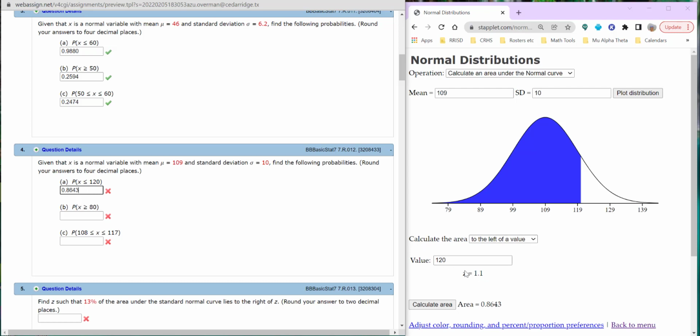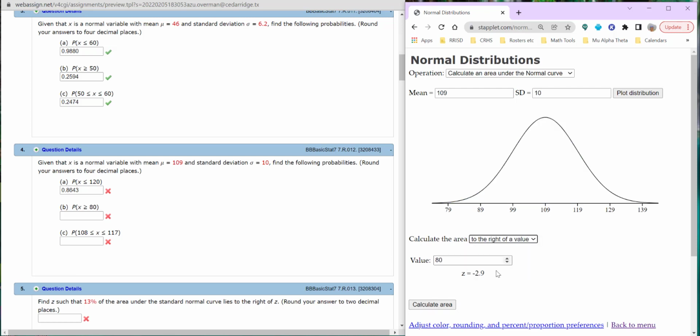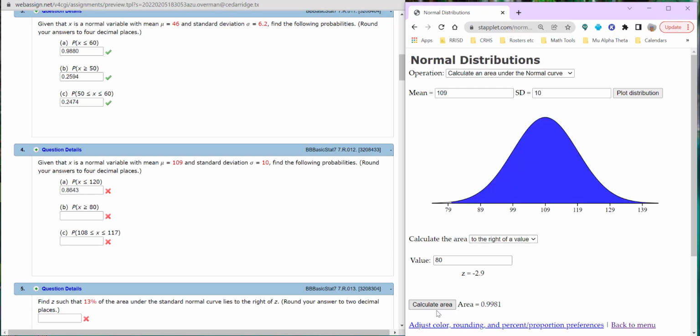All right, some of these z-scores you can actually have a negative. So here I want to the right of 80. So that z-score will be negative, by the way. See, it's negative 2.9. And I get 0.999811, which makes sense. I mean, you can see 80's right about here. It's almost all the data, and we want greater than, so most of the data is greater than.